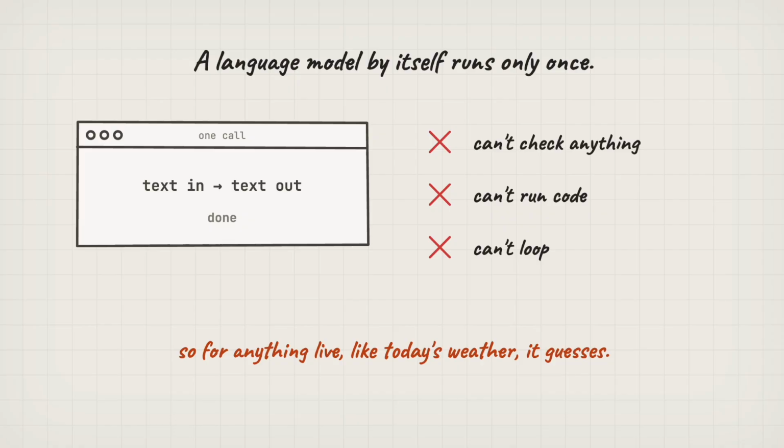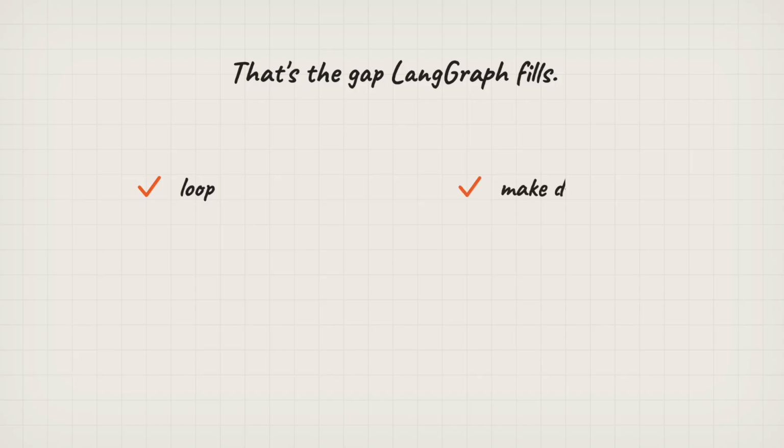So, for anything live, like today's weather, it just guesses. And a plain chain, like I mentioned, only runs in that straight line. So, it can't loop back either. That's the gap LangGraph fills. It lets your agent loop, make decisions, use tools, and keep everything in that shared state.